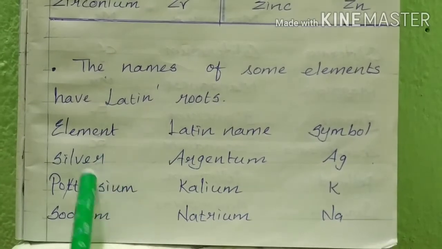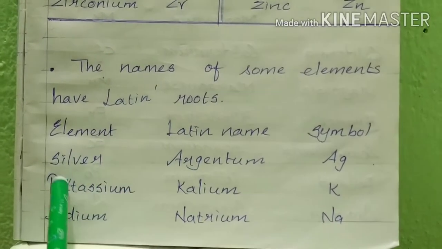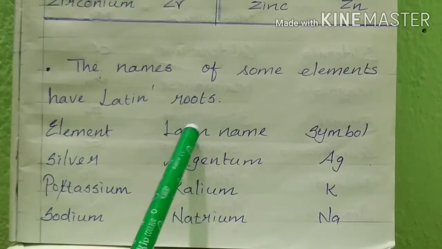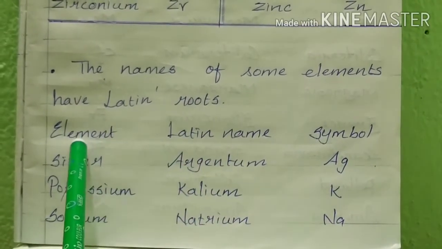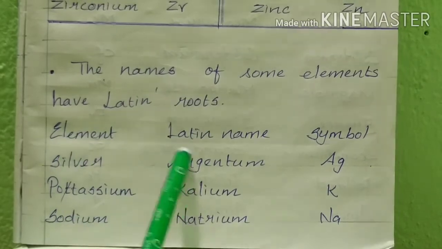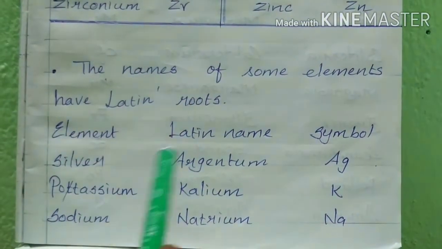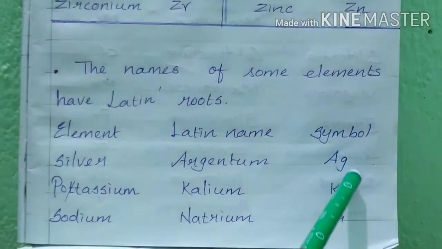This is a special case. The names of some elements have their Latin roots. That means the names have been derived from the Latin words. So we see some examples for this case. For this, I have given this in a tabulated form. These are the names of elements and their Latin names and their symbols.